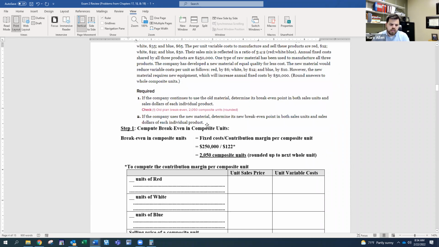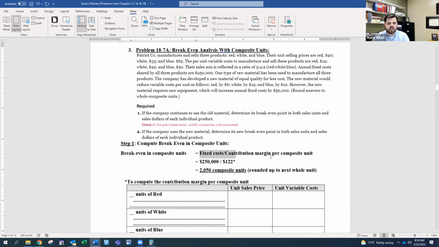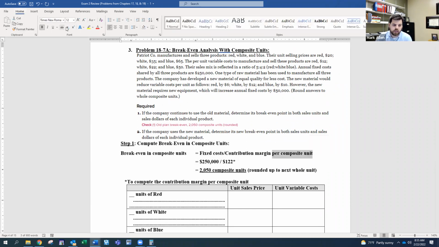In this case, it looks like I forgot to delete this piece before I came up here, so that's okay. We'll just talk through it. So here we go. Remember, break-even analysis, at least in units, tells us that we take our fixed cost divided by our contribution margin per, and in this case, the big key here is per composite unit. So that's the thing we're looking for, right?